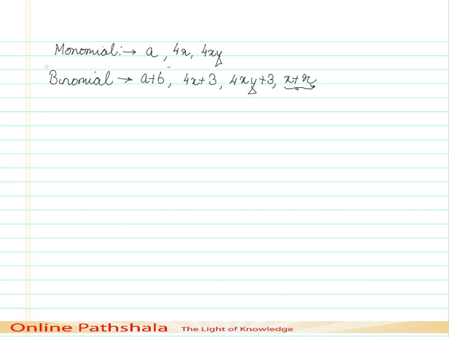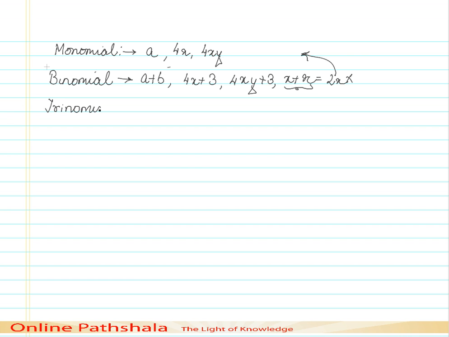So here this cannot be considered a binomial, as this is more of 2x, which comes into the group of a monomial. So a binomial is an expression which contains two terms, but both of these terms should be unlike terms, like a plus b, 4x plus 3, 4xy plus 3, and so on. Here x plus x, which eventually makes 2x, is not a binomial, but is a group of monomial. So then come to the next definition.